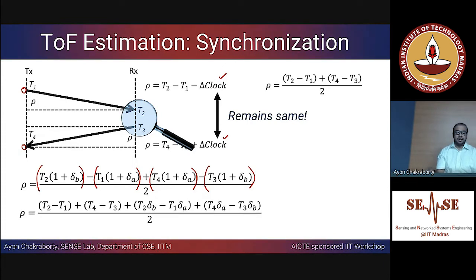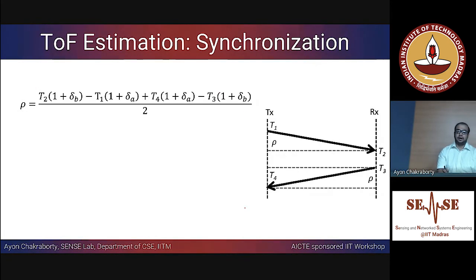I am simply rearranging the terms. T2 minus T1 plus T4 minus T3 becomes free, and on the right-hand side I have T2 delta B minus T1 delta A, and so on. Just focus on the equations; there are lots of insights that you will start getting. I will be asking you about some of these insights, so concentrate on this equation. I am going to copy this equation to the next slide.